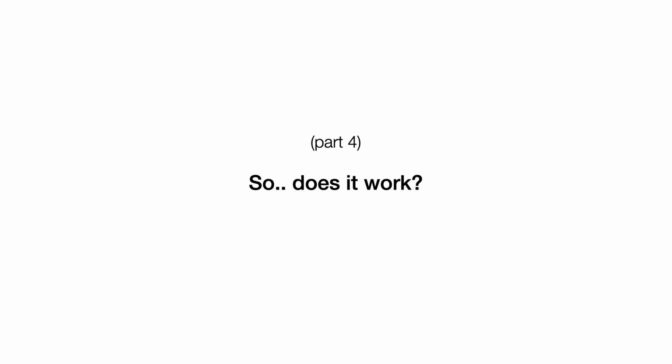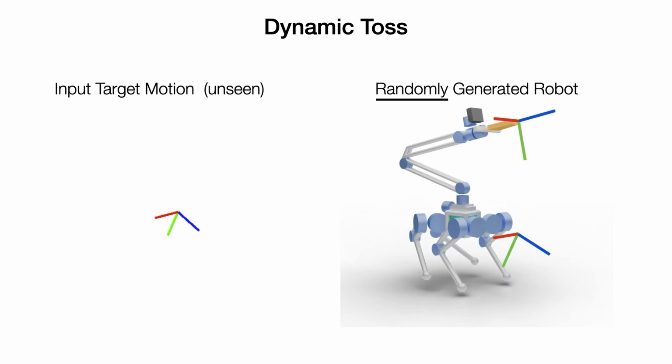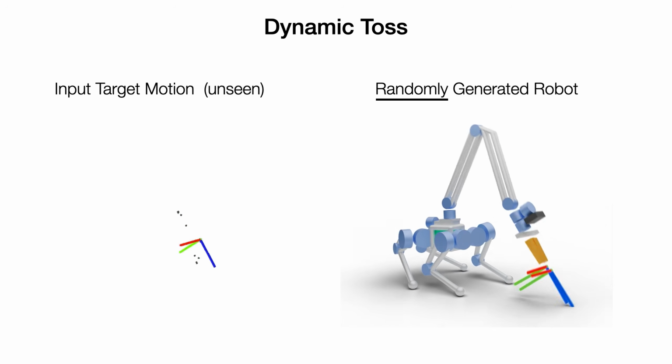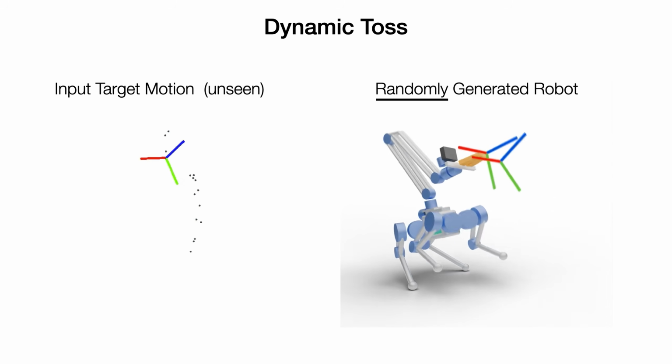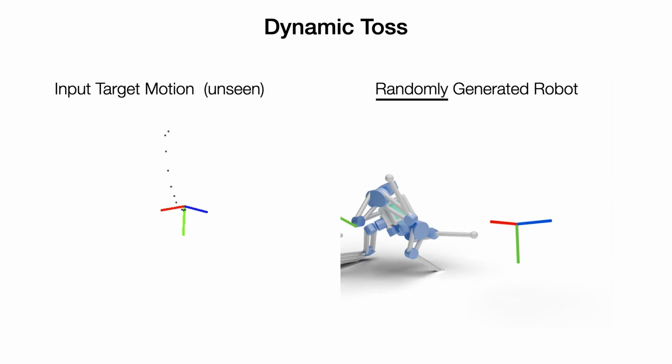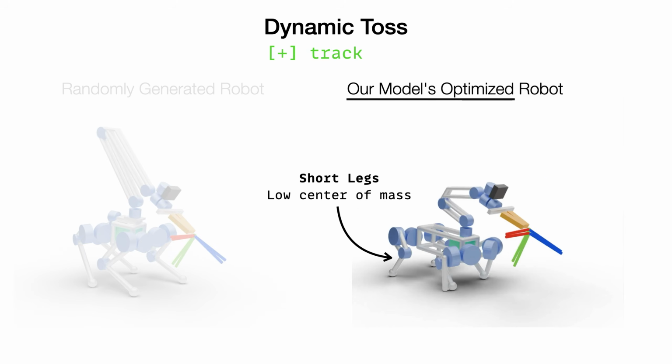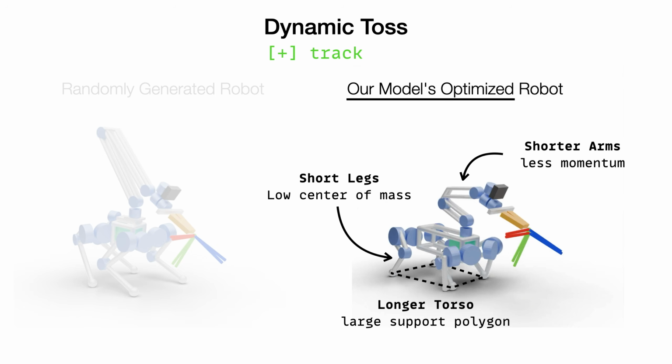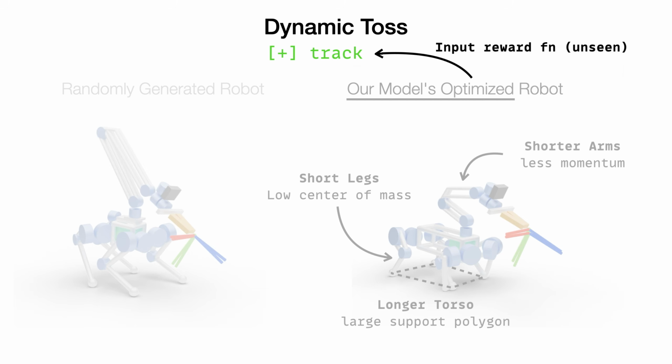So, does it work? Let's start with this tossing task, where this randomly generated quadruped would fall over. When we asked our model to generate a robot for this task, it combined many different tricks to make the robot more stable for this dynamic motion, such as lowering the center of mass and increasing the support polygon. And it did all this as a result of trying to maximize the tracking reward, which it has never seen before during training.